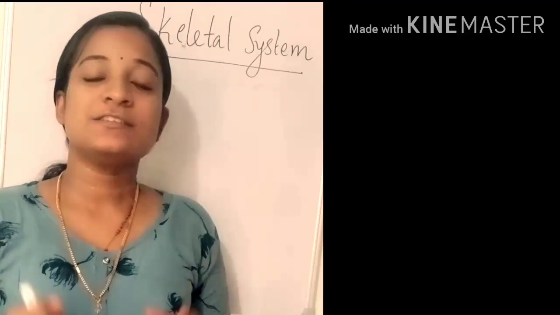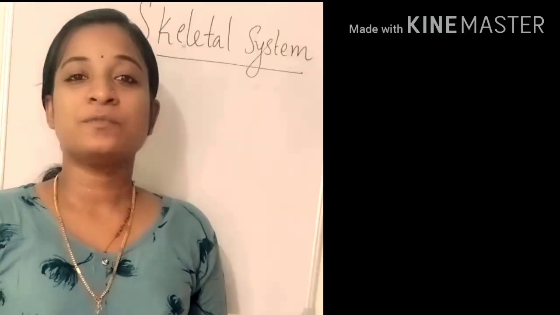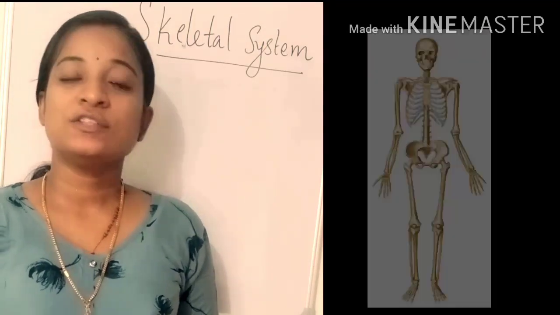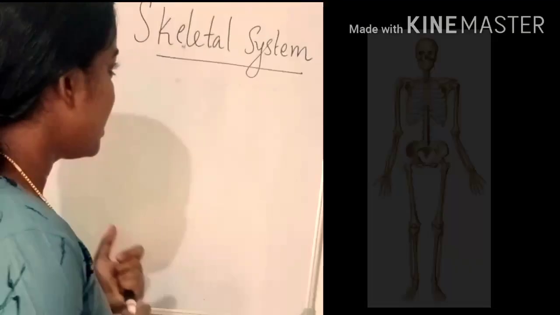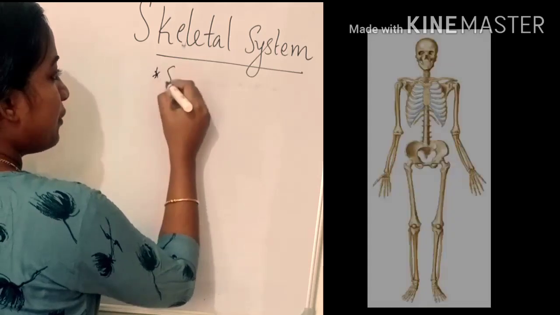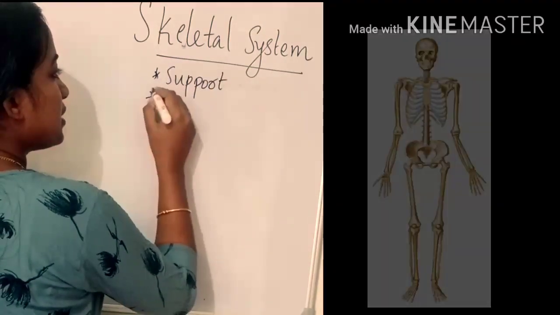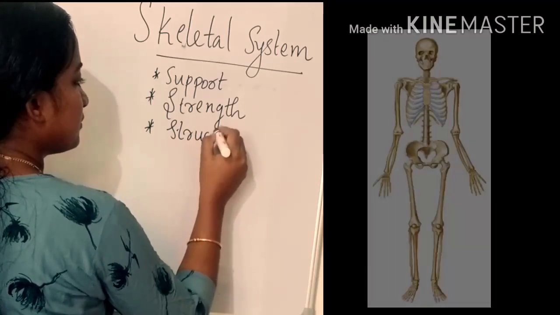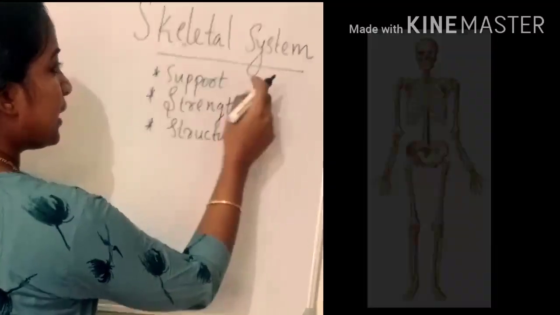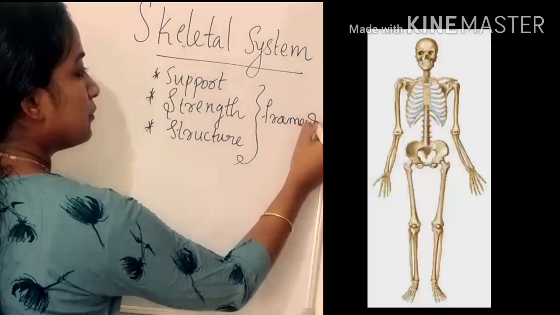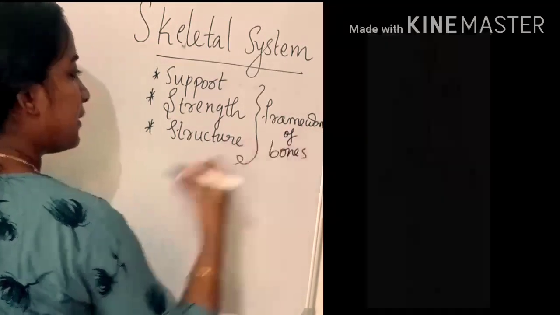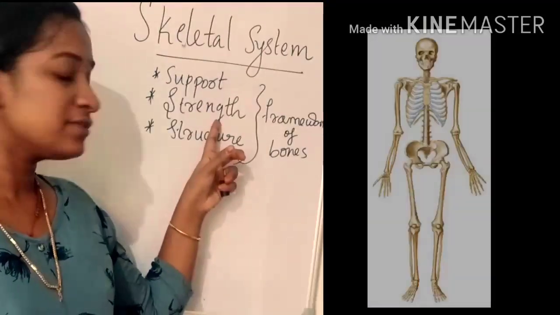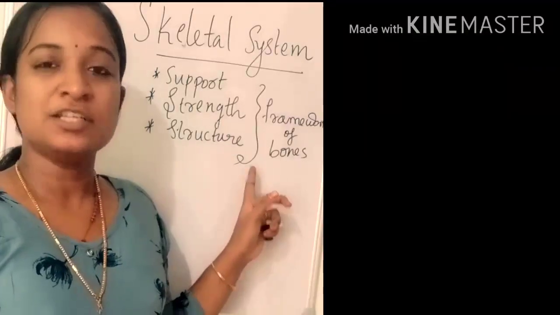What is the skeletal system? The skeletal system is a framework of bones which gives us support, strength and structure. Okay, that is known as the skeletal system. So the skeletal system is the system of our body which gives us support, strength as well as structure. All these are provided by a framework of bones. So that is the skeletal system.